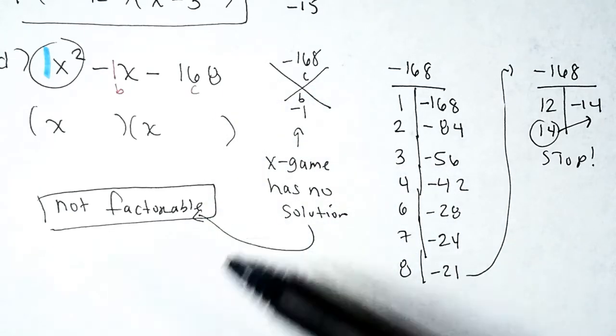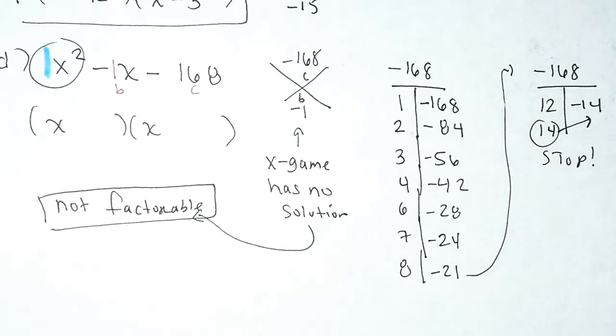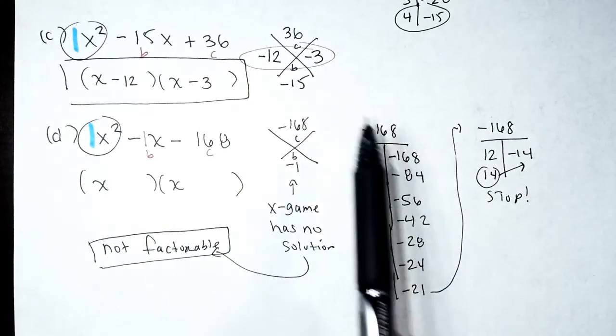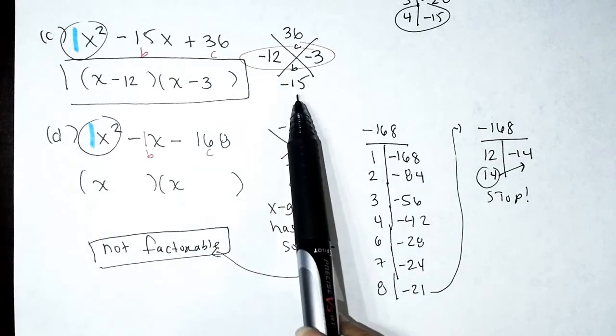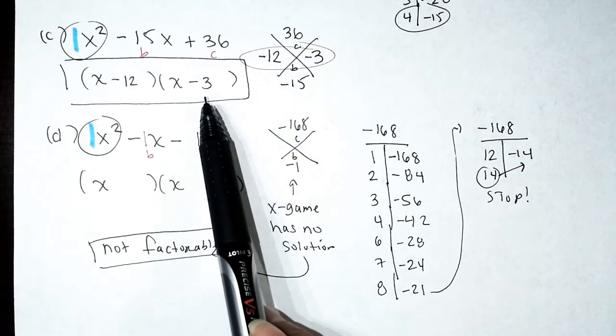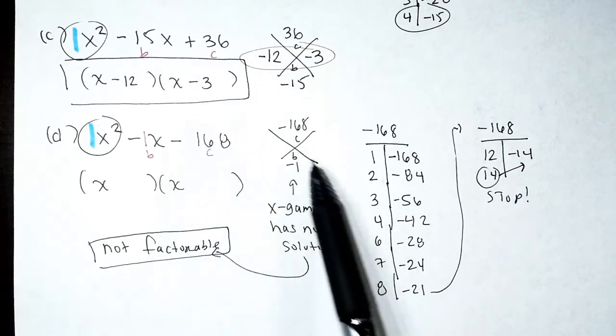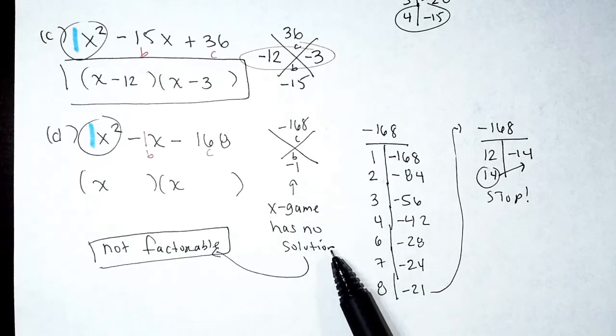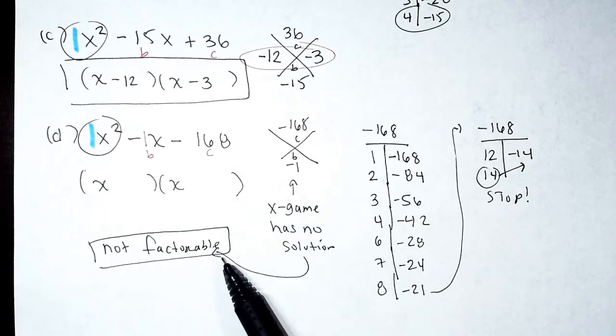Okay, so the moral of the story is this: how can I tell if a trinomial is factorable? Okay, so check it out. If the corresponding x game has a solution, then the trinomial is factorable, and then do what you gotta do. But if you go the x game route and the x game has no solution, then that means that the trinomial is not factorable. What does it mean that it's not factorable?